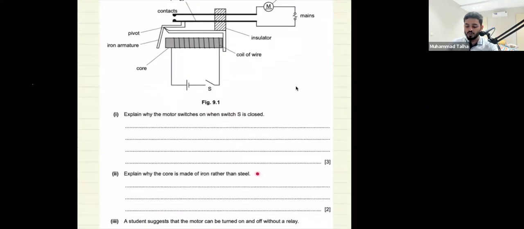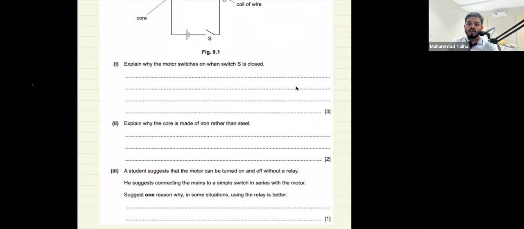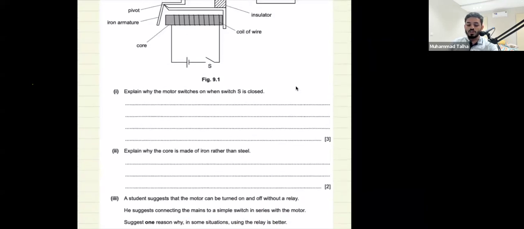Explain why the core is made of iron rather than steel. So I know iron is a temporary magnet, which allows me to turn it on and switch it off on command. A student suggests that the motor can be turned on and off without a relay. He suggests connecting the main switch to a simple switch in series with the motor. Suggest one reason why in some situations using the relay is better. This is the advantage of using relays.